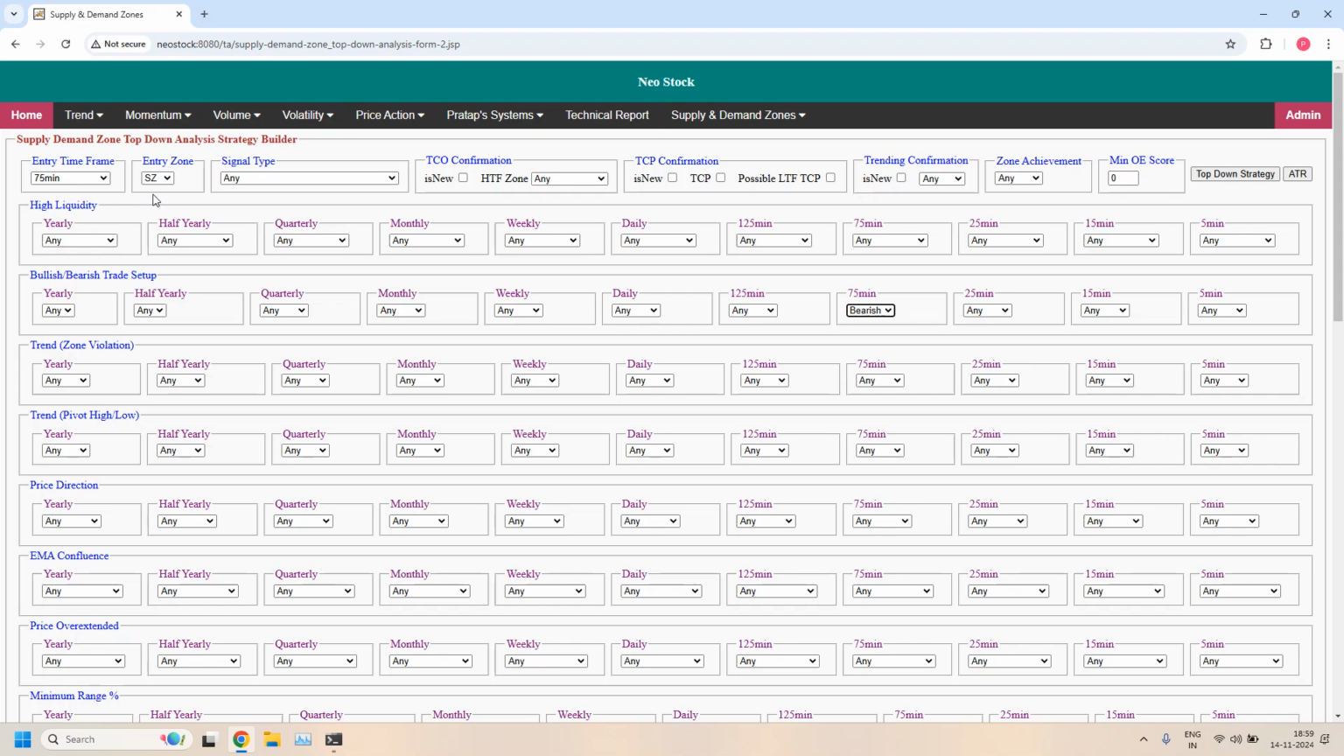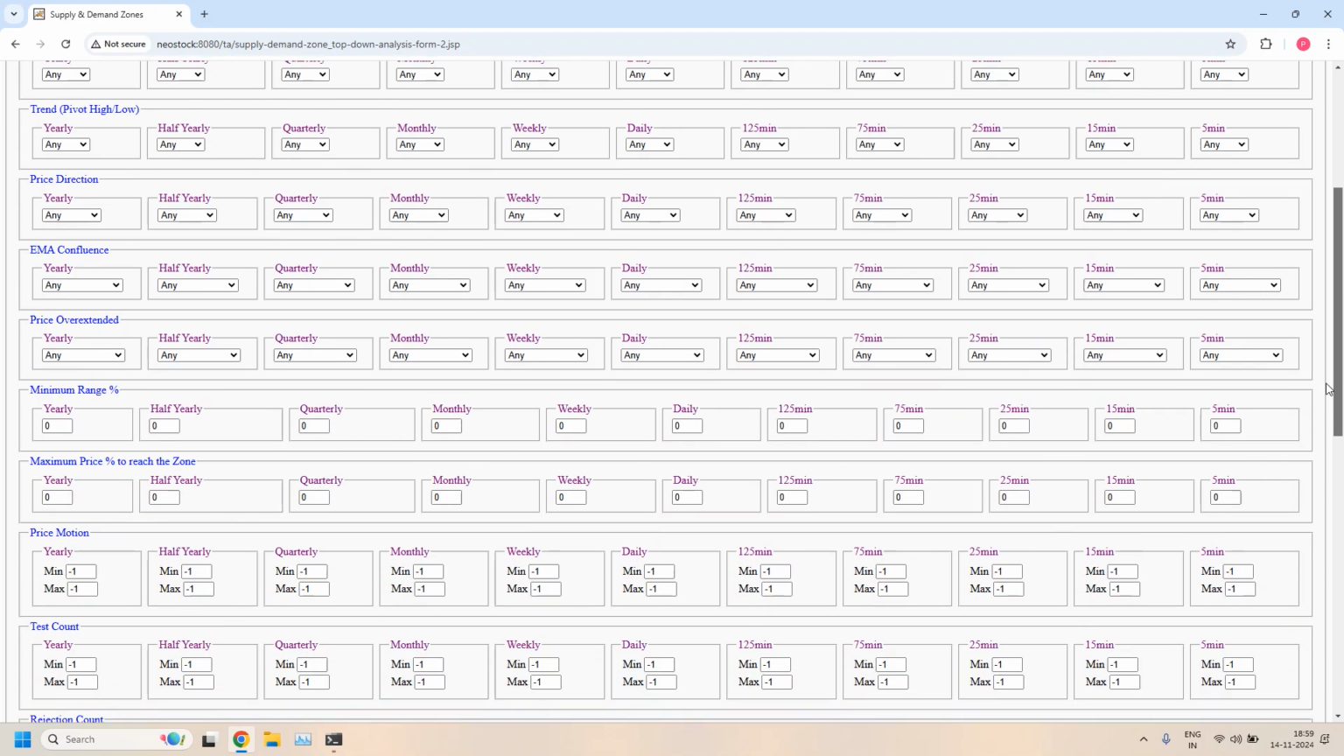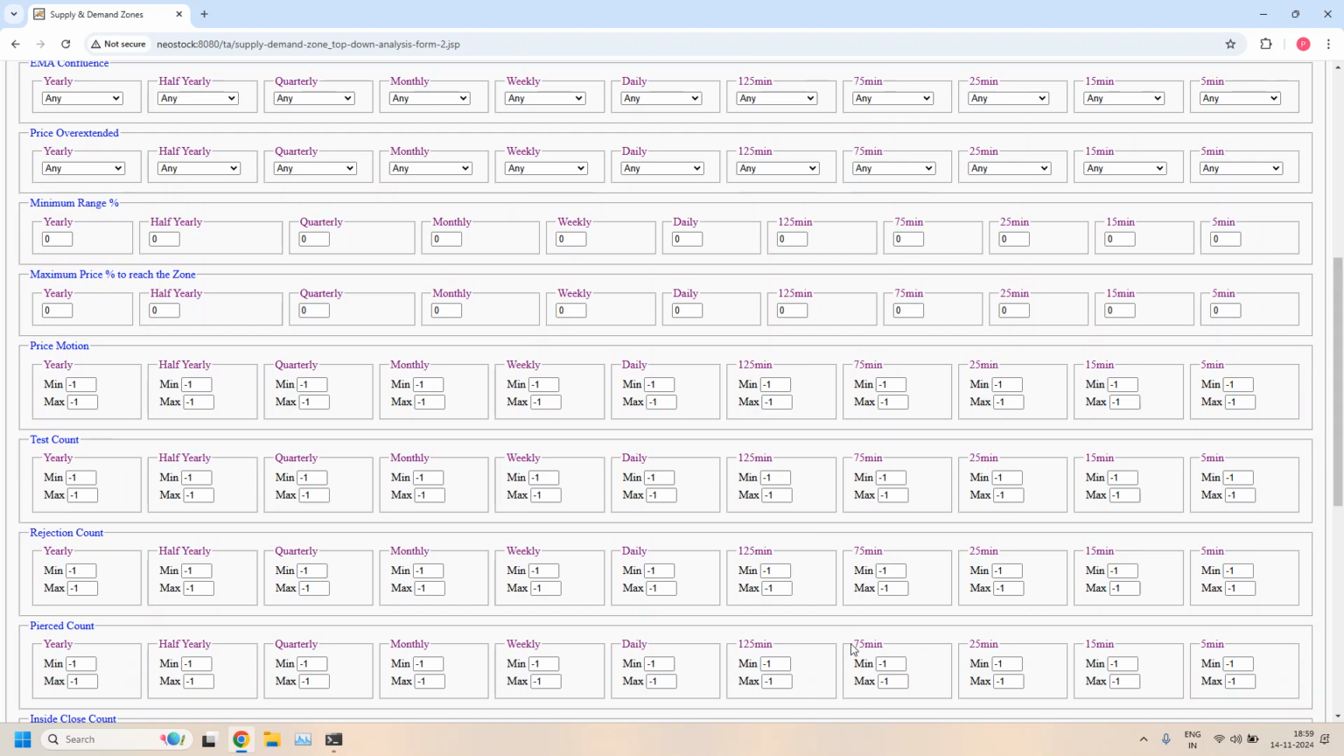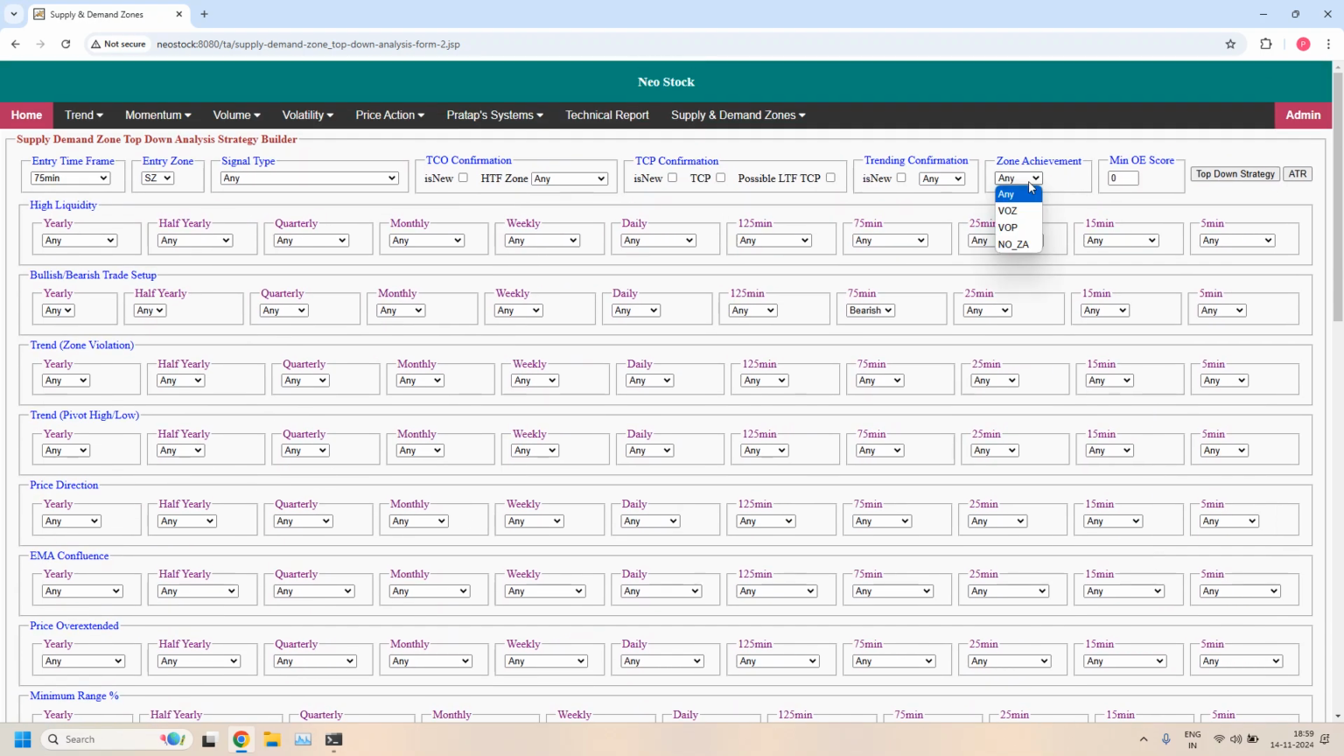Okay, 75 minutes supply zone and at 75 minutes it should be bearish. This 75 minute supply zone should not be pierced. So in the pierced count, at 75 minutes time frame, minimum value is 0, maximum value is 0. Zone achievement violated opposing zone. Minimum odd enhancer score is 12. And all the 3 filters are applied to 75 minute supply zone.